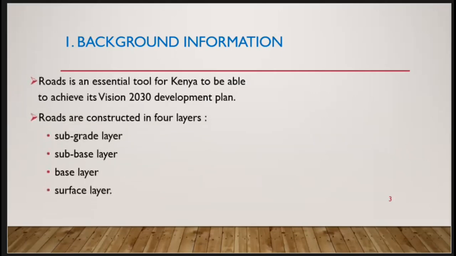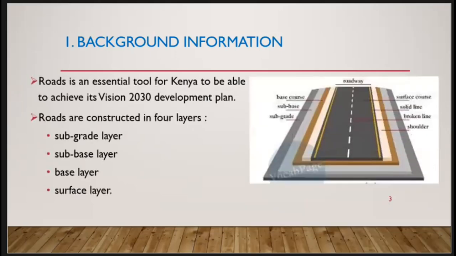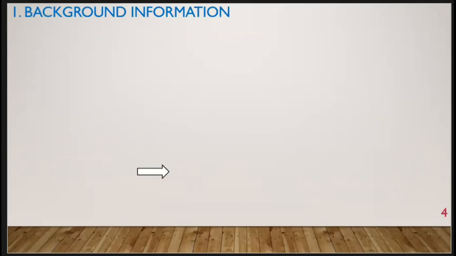Roads are constructed in 4 different layers: the subgrade layer, the subbase layer, the base layer, and the surface layer, as you can see in the cross-section of the road on our right-hand side. Black cotton soil is found abundantly in most regions of Kenya. It is therefore used in highway construction as a material for the subgrade and the subbase layer.